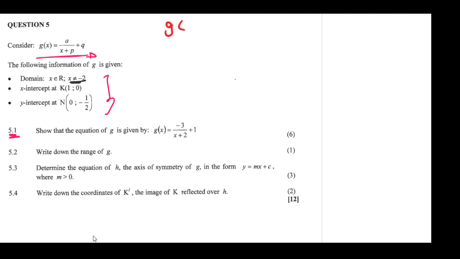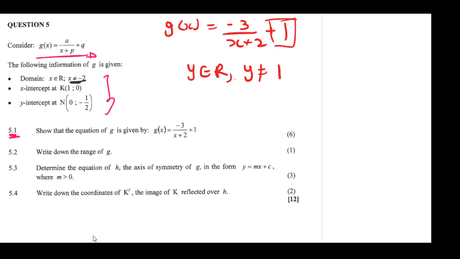Remember our g now is equal to minus 3 over x plus 2, plus 1. To find the range of g, the range focuses on the y values. So y is an element of real numbers, but y is not equal to 1. So y is not equal to 1. This would be the range of your hyperbola.